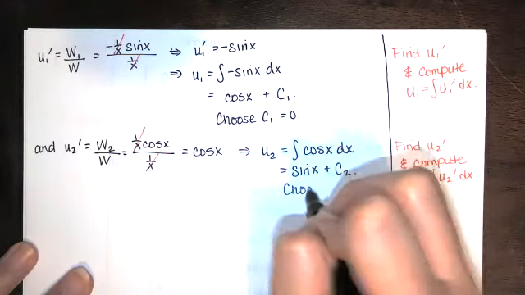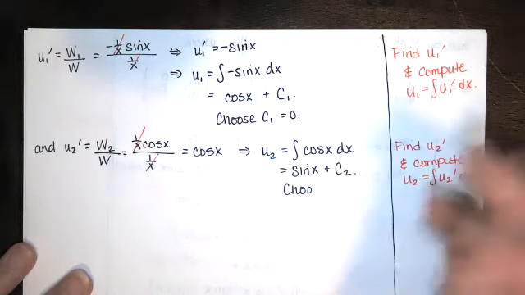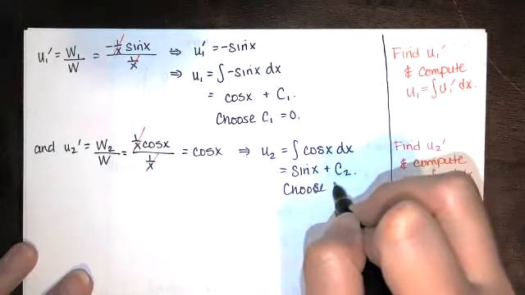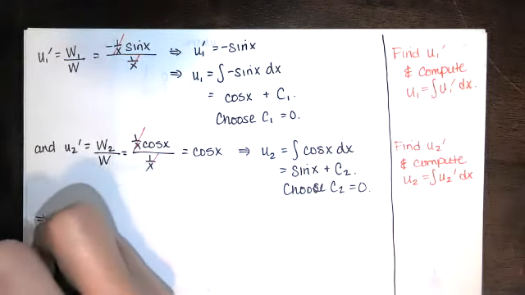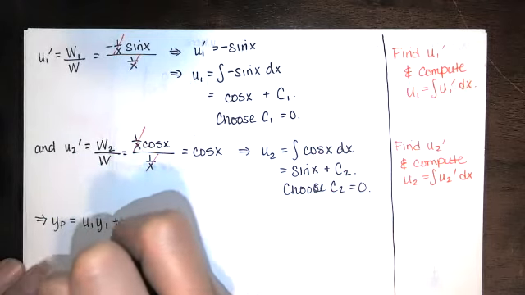And we don't want to multiply this c by a y2. We don't want a constant times y2 as part of our y sub p. So we'll choose c2 equals 0 there. All right. So now we've got our U1 and U2. So y sub p is U1 y1 plus U2 y2.